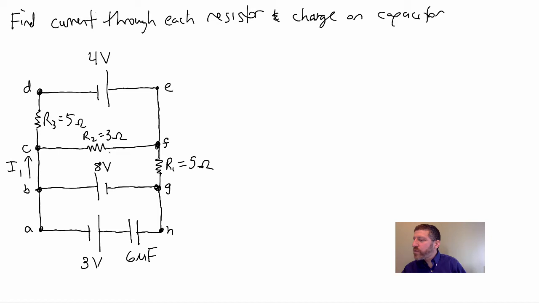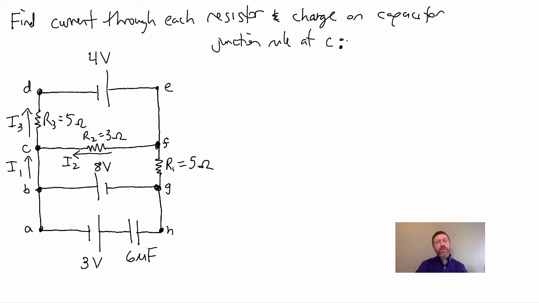So that's I1. Let's go ahead and label this one. Let's assume it's going that way and call it I2. If we're wrong about the direction, that's okay. Now, if these are both going in, I've got to have one that's going out right there, which I'm going to call I3. Using the junction rule at C, I1 and I2, the presumed direction of currents, are going into junction C. I3 is going out of junction C, so that means I1 plus I2 equals I3.